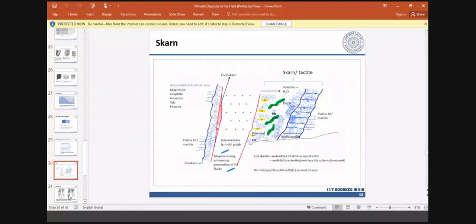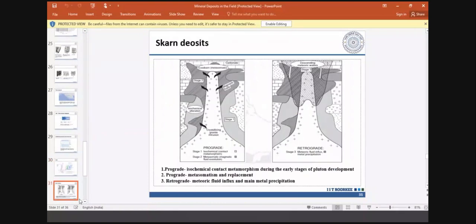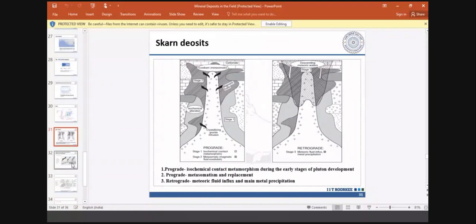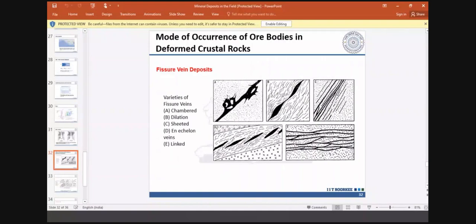These are different types of skarn deposits. We will study more detail later. Yeah, these are the different types of structures you will find. If you go to deformed areas, most deformed areas, you will have different types of veins, fissure veins.